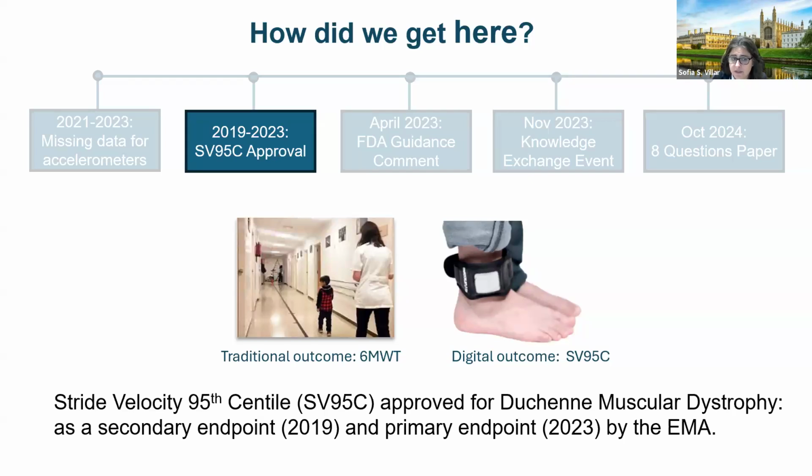So SV95C is just a digital clinical outcome assessment that is measured by a watch-like device, but it's worn on the ankles rather than on the wrist, and during the patient's everyday life, and is passively tracking gait metrics. So specifically, SV95 will represent the speed of the top 5% fastest steps taken by, in this case, a child, during the measurement period.